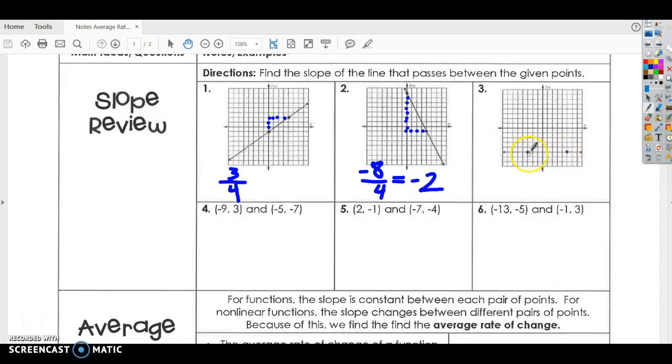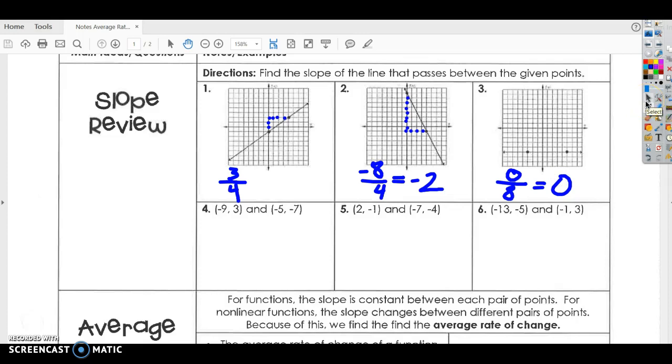Number 3, if I have 2 points here, I'm going to rise 0. So I'm not going up or down at all. And then I'm going to count 1, 2, 3, 4, 5, 6, 7, 8. 0 over anything is 0.